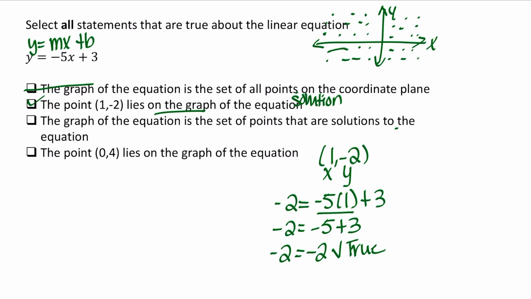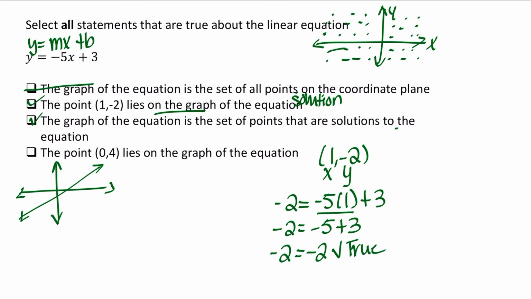Then it says the graph of the equation is a set of points that are solutions to the equation. Well, that's true, right? Because if we graph this equation, every single point that's on the graph is going to be a solution. So that means that this is actually a true statement.